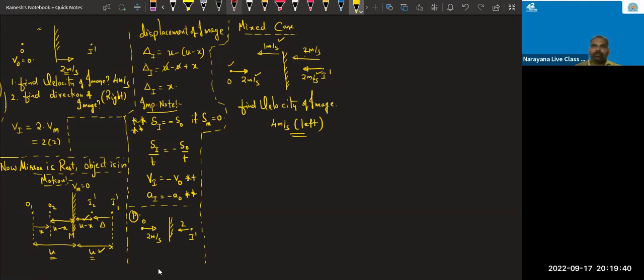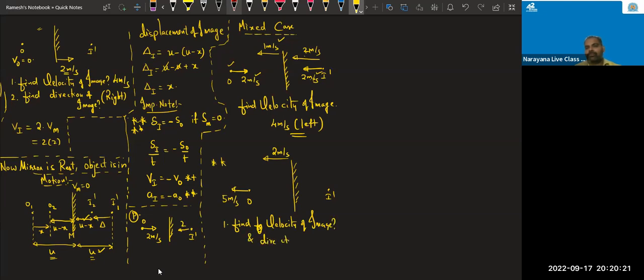Will you do it? This is your JEE Mains question. Every year they will ask, so you try to answer. This is a mirror going left side with 2 meters per second, and the object is also going left side with 5 meters per second. First question, find the velocity of image. Find the velocity of image and direction also. These are JEE problems, students.